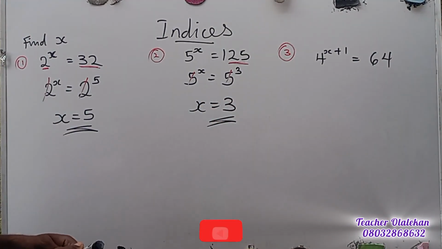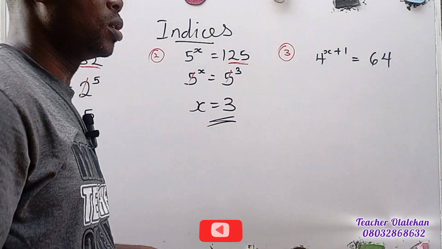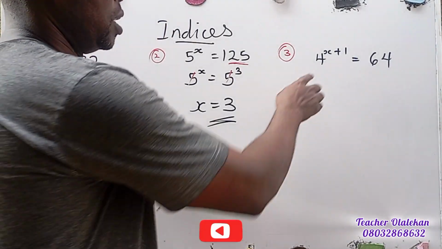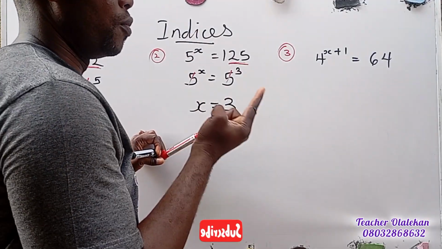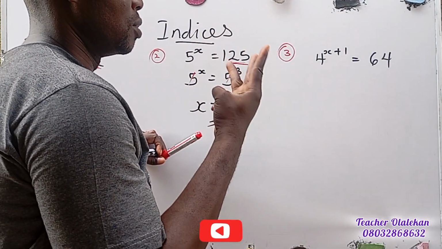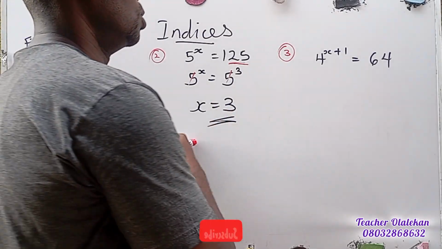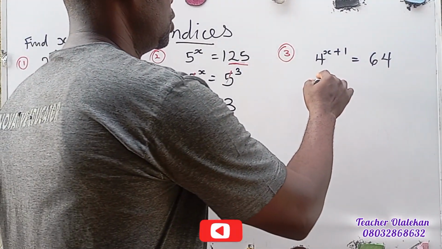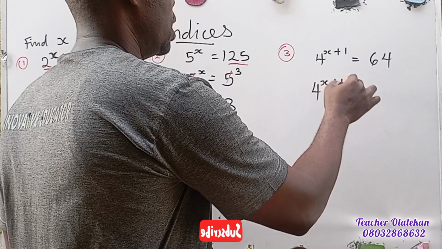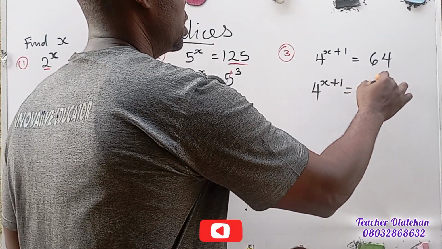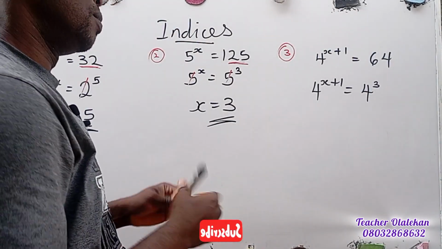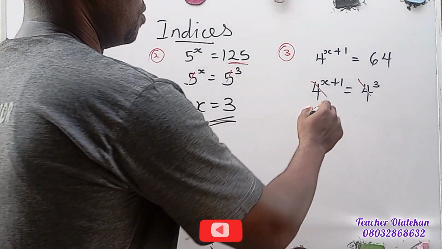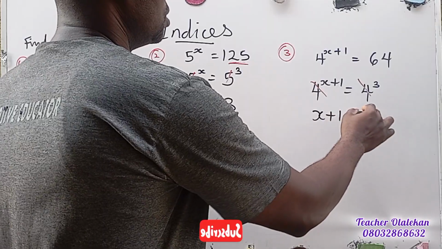Final result. So the last one, to do that, you express this to be exponent of 4. That should be 4 times 4, 16. 16 times 4, 64. So that should be 4 raised to power 3. So we have 4 exponent x plus 1 is equal to 4 exponent 3. And in the same manner, we eliminate the 4s. 4 cancel 4. So that means we now have x plus 1 is equal to 3.